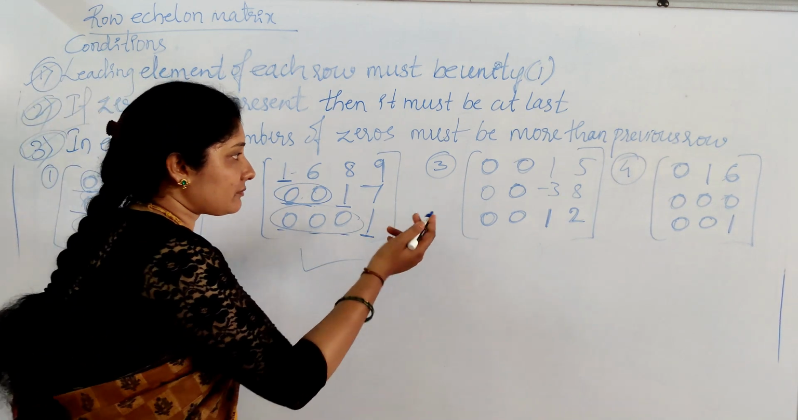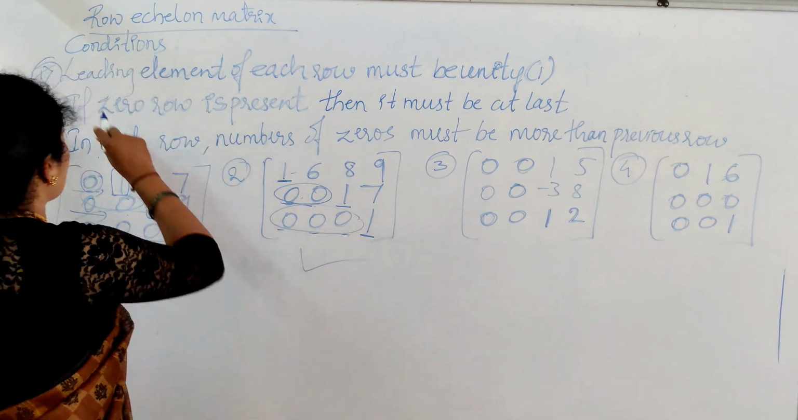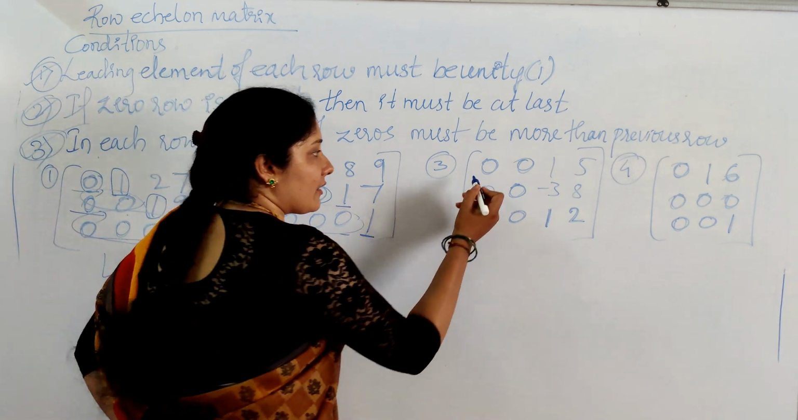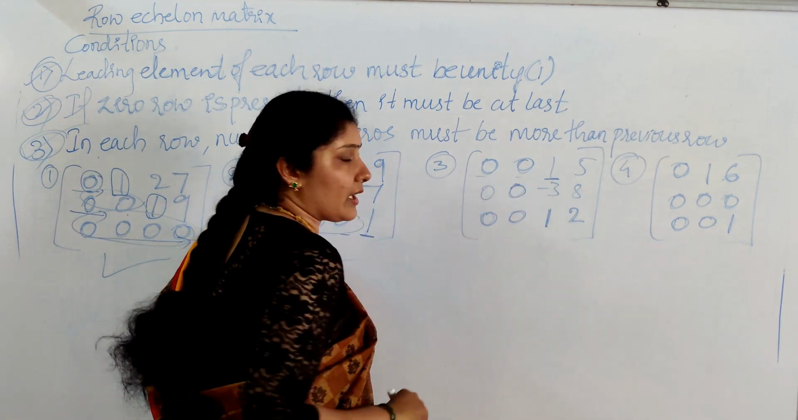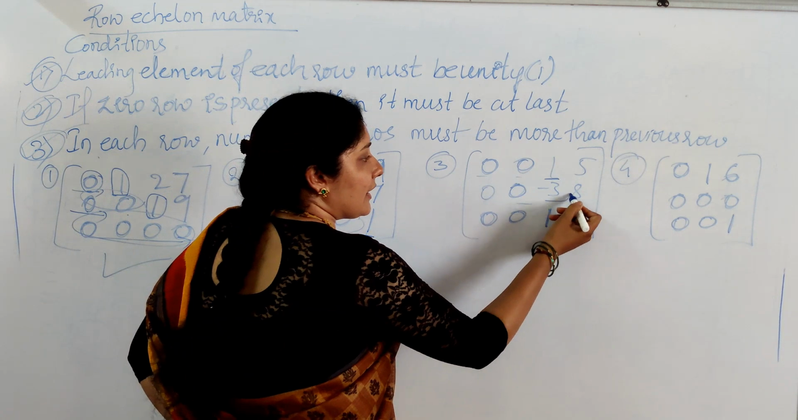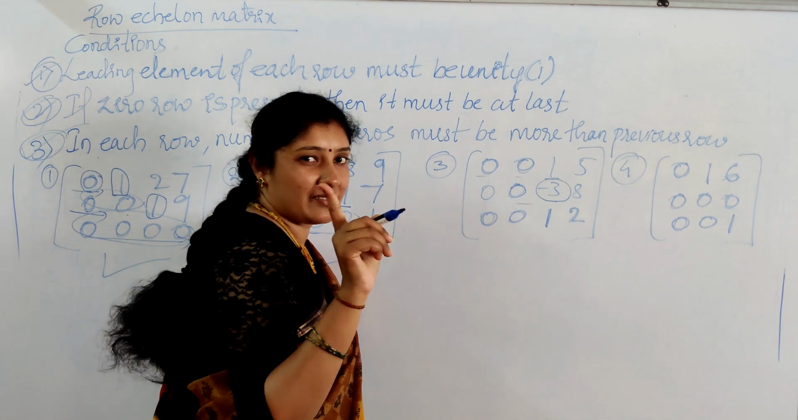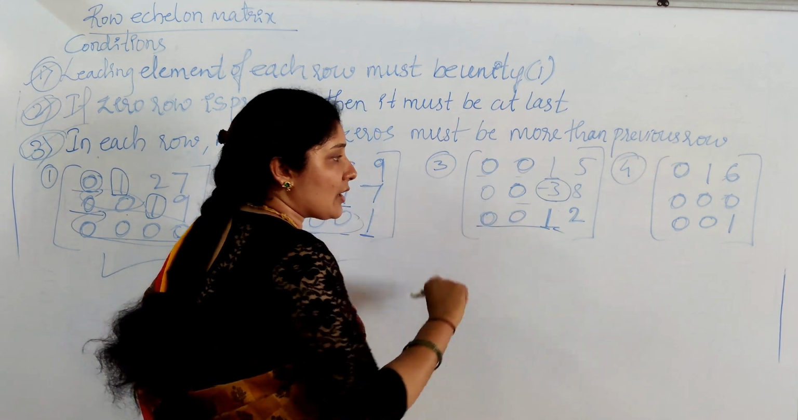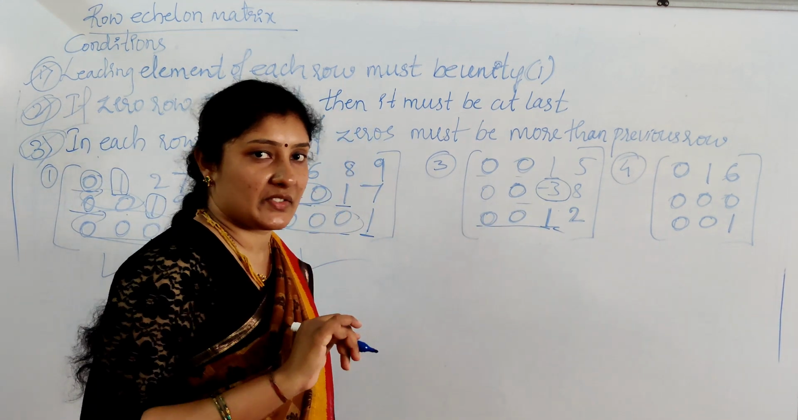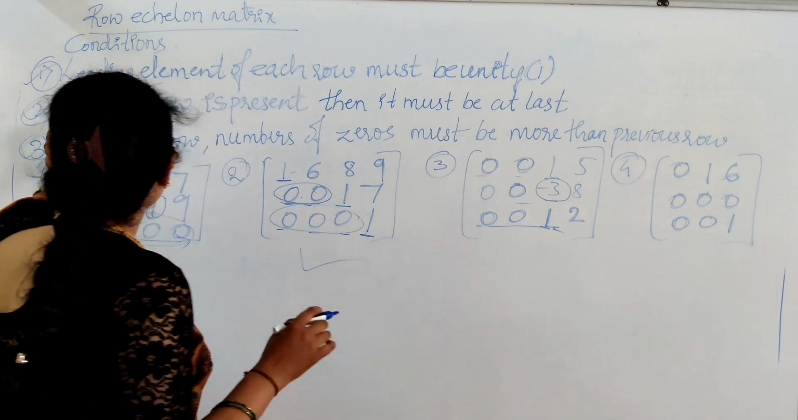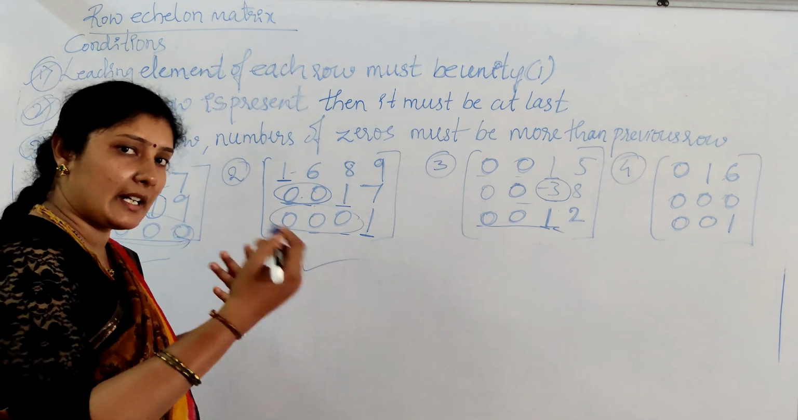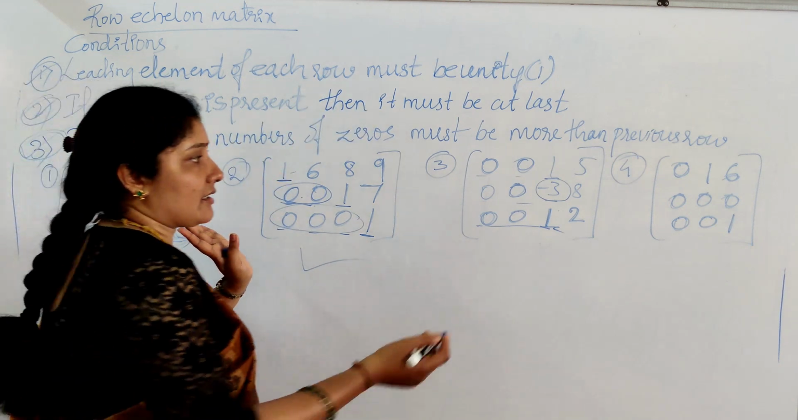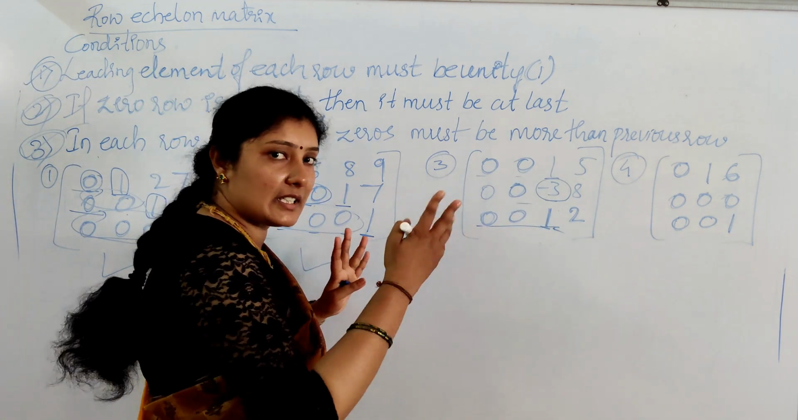Next, coming to this, the first condition: the leading element of the row must be unity. See here, the leading element is 1, and here the leading element is not 1. Here the leading element is 1. So, the first condition itself is not satisfied. Of course it is not row echelon, but let us see the second condition. If a zero row is present, then it must be at last. There is no zero row. Of course, this is satisfied.